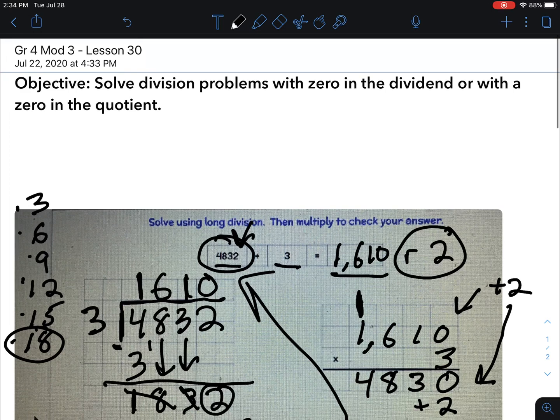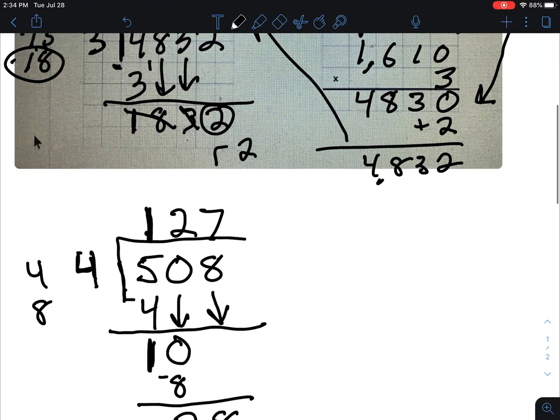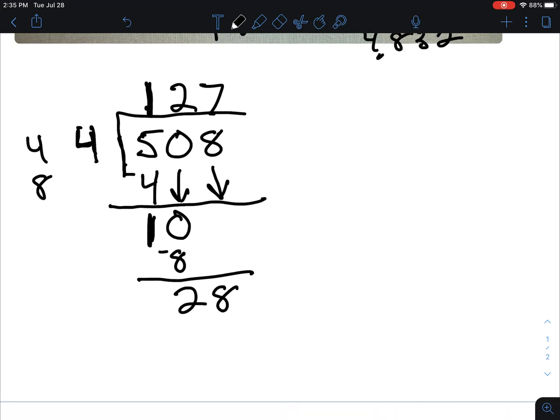So there's your answer. Now, when you have a 0 in the divisor, did it say divisor? No, 0 in the quotient. Oh, okay. I see what they're saying. Let me show you one of those where you're going to wind up with a 0 in the answer. So let's say you are doing this. Here's a good one. You're going to wind up with a 0 in the quotient. Again, it doesn't matter what your numbers are. You divide the same way every time.